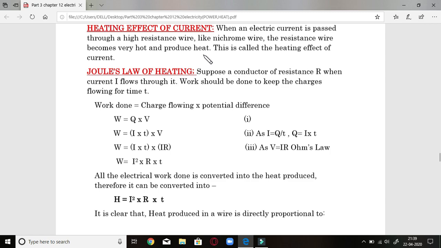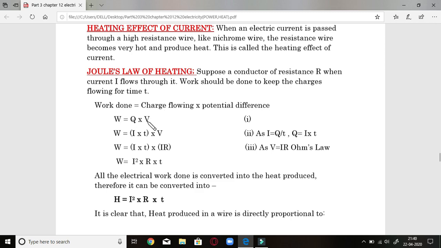Now, based on the heating effect of current, we have one very important law, that is Joule's law of heating. Suppose a conductor of resistance R is there through which current I is flowing. In that case, work done will be there for the time t. So we took an electrical conductor with some resistance R, and current was made to flow through it. You know that work done will surely come. Now this work done, you know, is equal to the charge flowing multiplied with the potential difference, that is W is equal to Q into V.